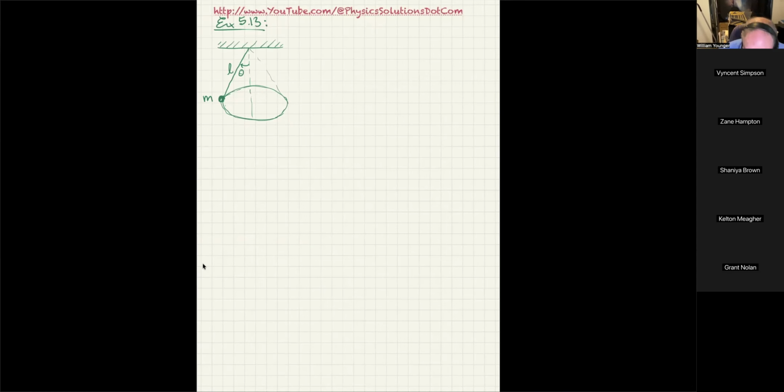Okay. So we've got that. The L is actually the length of the string. Now we can draw a free body diagram. We do know that the theta, the L, gravitational acceleration, and M are what we're supposed to know. So L, theta, G, and M are known.